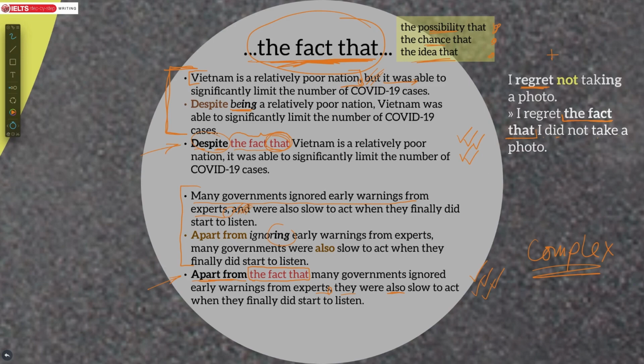I did not take a photograph is very basic, but because I'm using the word that, I'm making it into a complex sentence. However, if you want to try and make it even more advanced, you can say, I regret not taking a photo. Now, I put this in yellow because some of you might have wanted to make the negative of the gerund phrase. To make a gerund phrase negative, you simply put not just before the ing form of the verb, or the gerund.